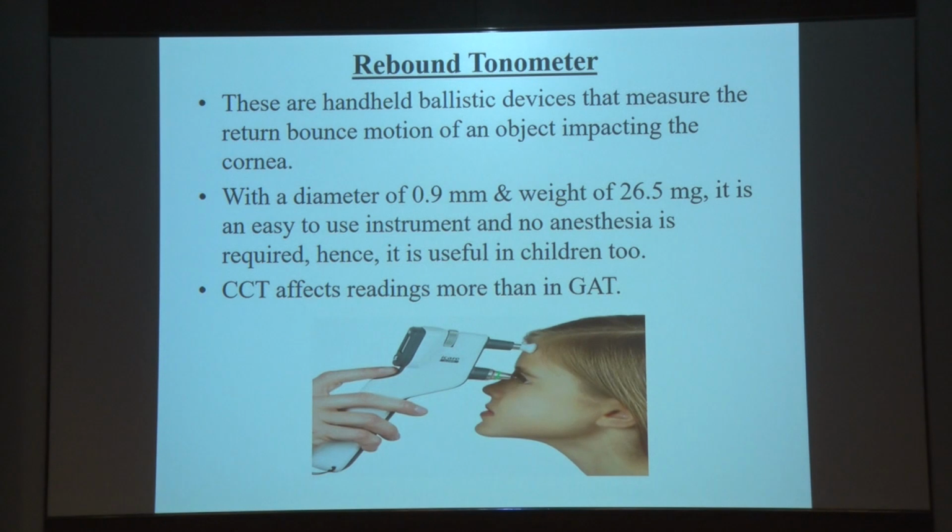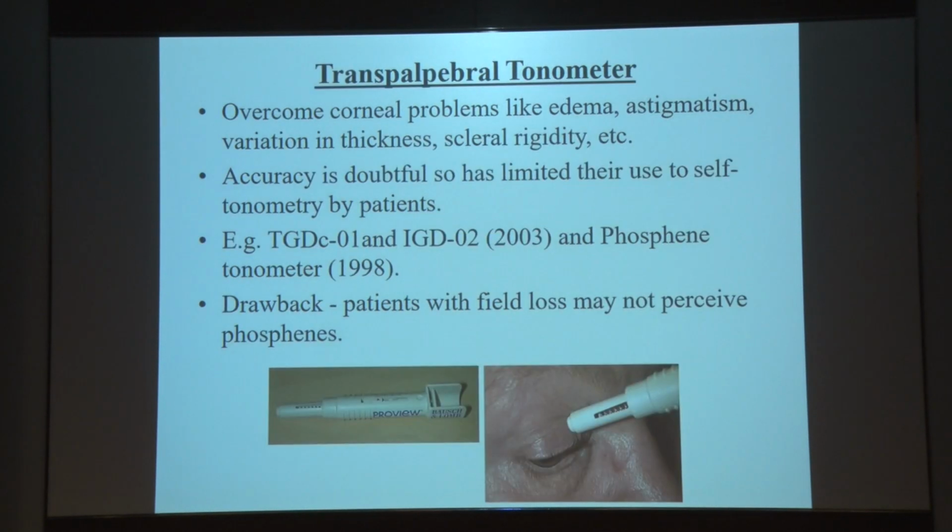Rebound tonometers are handheld ballistic devices that measure the return bounce motion of an object impacting the cornea. With a diameter of 0.9 millimeter and weight of 26.5 milligram, it is an easy to use instrument and no anesthesia is required. Hence, it is useful in children too. CCT, the central corneal thickness, affects readings more than in GAT.